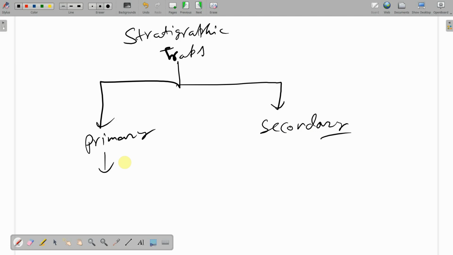If I explain in a very simple way, the structural traps generally form due to some tectonic activity.